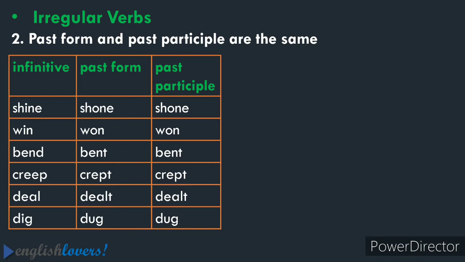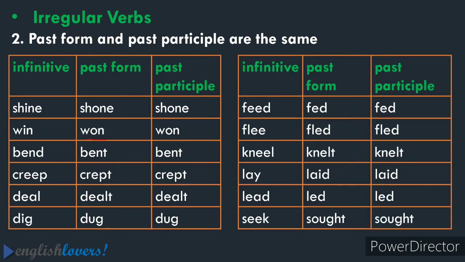Shine, shone, shone. Win, won, won. Its pronunciation is won, W-O-N, not own. Bend, bent, bent. Creep, crept, crept. What does creep mean? Creep means move with the body close to the ground, or you can say crawl. Next is deal, dealt, dealt. Its pronunciation is dealt. Dig, dug, dug.